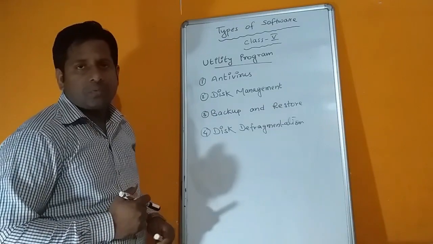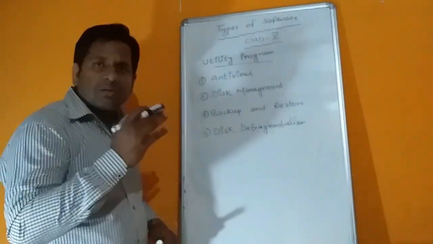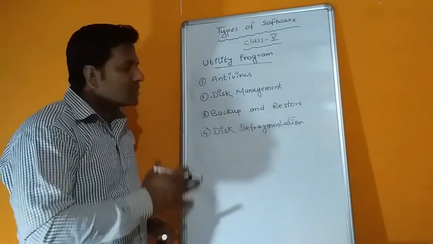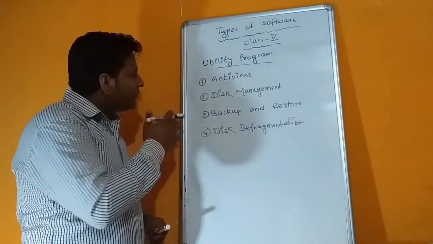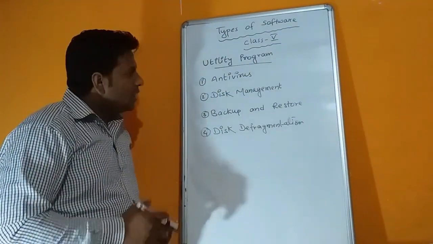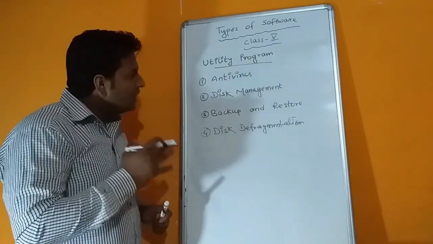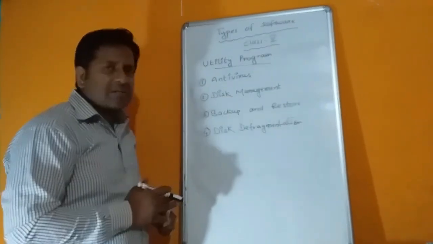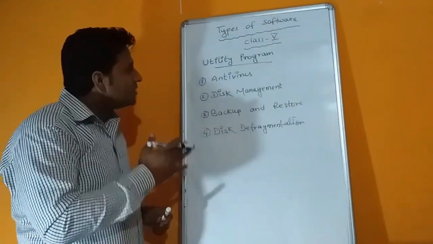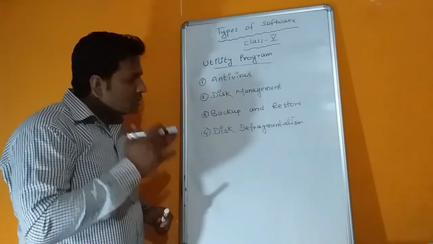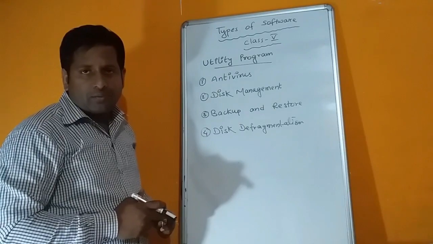Maintenance of computer. For maintenance of a computer, certain applications, certain programs, certain software are required, and that is also a part of system software. See, the first I wrote is antivirus. Usually our computer gets affected by viruses, and to clean that, free the space and remove the virus, we need antivirus. Antivirus is application software which falls under system software.